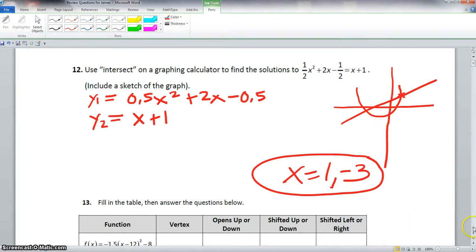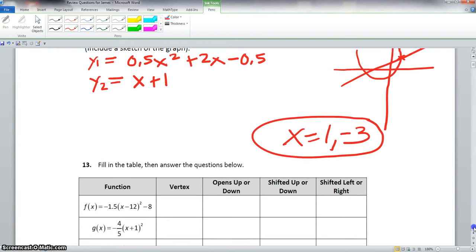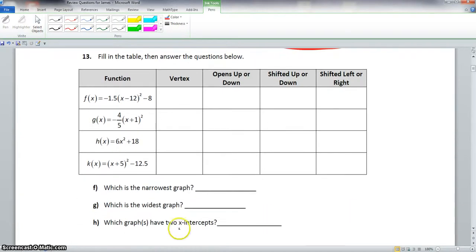Okay, now we need to scroll down here to problem 13.